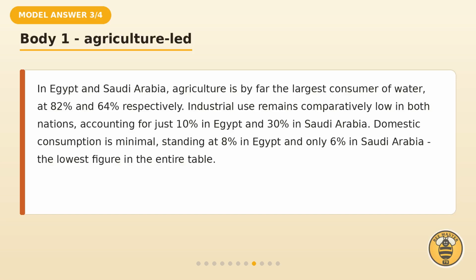Body 1, the agriculture-led group. In Egypt and Saudi Arabia, agriculture is by far the largest consumer of water, at 82% and 64% respectively. Industrial use is comparatively low, just 10% in Egypt and 30% in Saudi Arabia. Domestic consumption is minimal, 8% in Egypt and only 6% in Saudi Arabia, the lowest figure in the entire table.